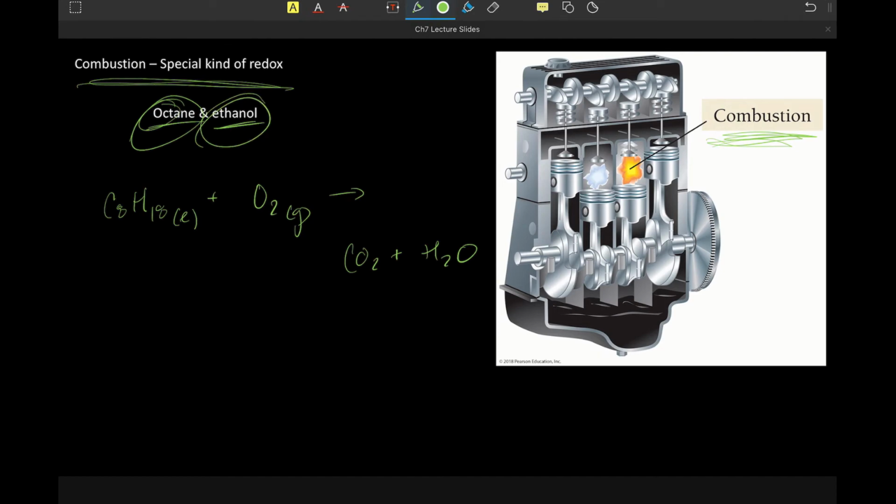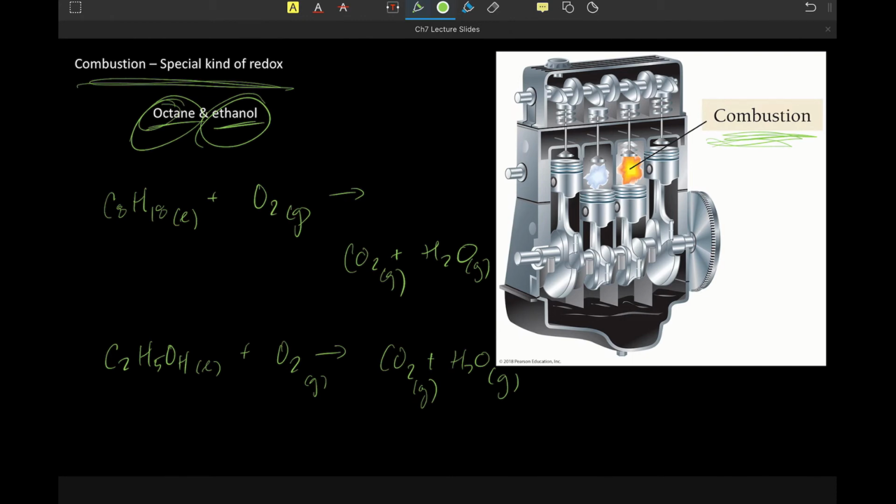Ethanol is one of those additives in gasoline. If you pay attention to the signage at the gas station, it says that it's up to 10% ethanol, which is supposed to help decrease the amount of carbon dioxide that it produces. So ethanol is C2H5OH, also a liquid, plus oxygen, is also going to give us CO2 and H2O. In this case, water is going to be a gas. And again, that goes back to the fact that this is a combustion reaction, and large amounts of heat are produced.